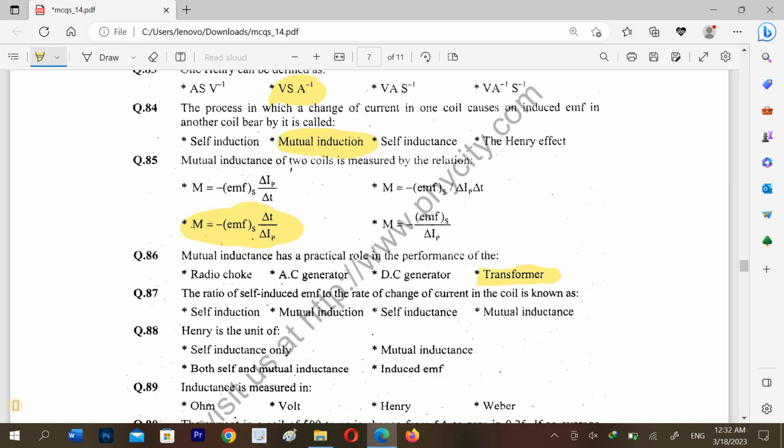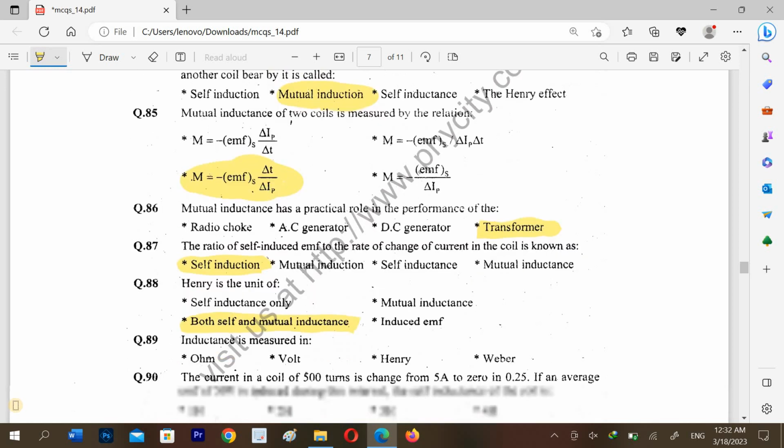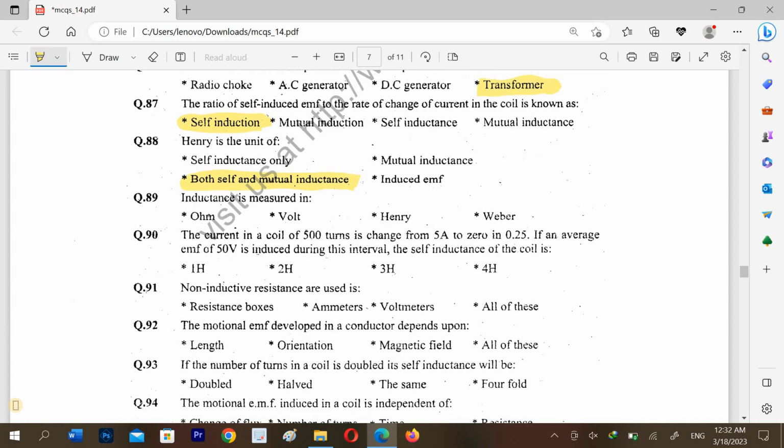The ratio of self-induced EMF to the rate of change of current in the coil is known as self-induction. Henry is the unit of both self and mutual inductance. Inductance is measured in Henry.